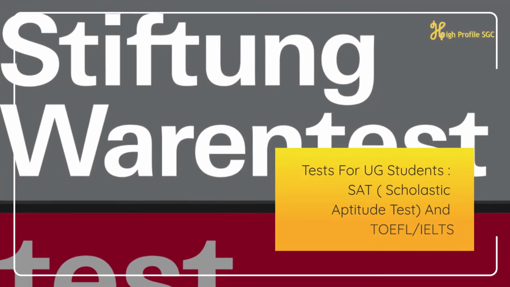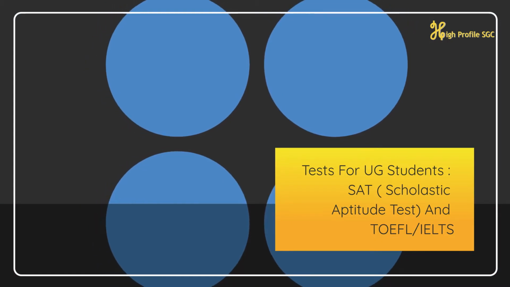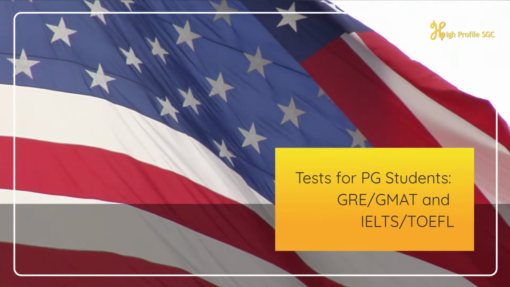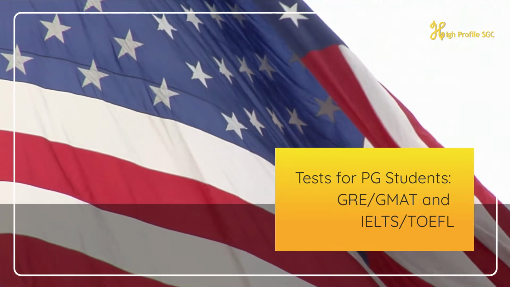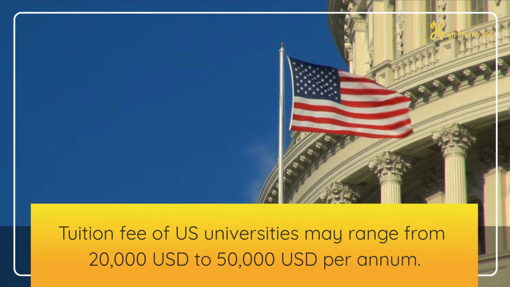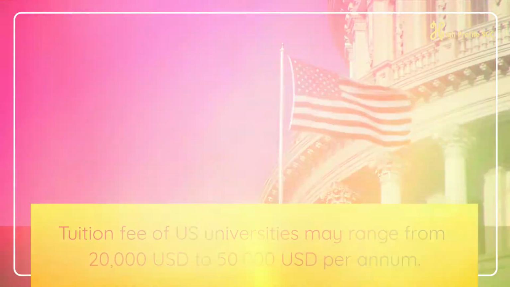Tests for UG students: SAT, Scholastic Aptitude Test, and TOEFL or IELTS. Tests for PG students: GRE/GMAT and IELTS or TOEFL. Tuition fee of US universities may range from $20,000 to $50,000 per annum.